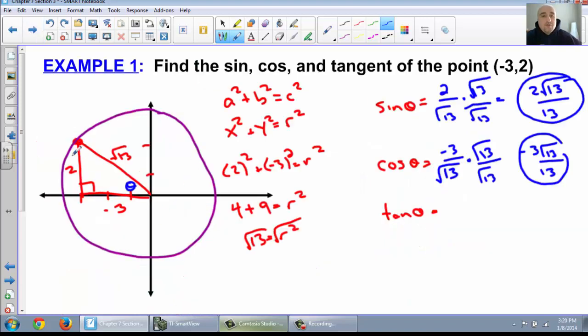So my y value is 2. My x value is negative 3. So 2 over negative 3. Okay? So hopefully this is pretty easy for you. It's not too hard. So this would be a second quadrant triangle. Notice our x value is negative and our y value is positive in the second quadrant.